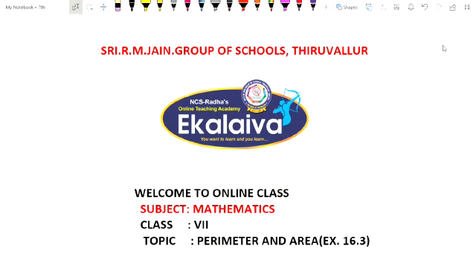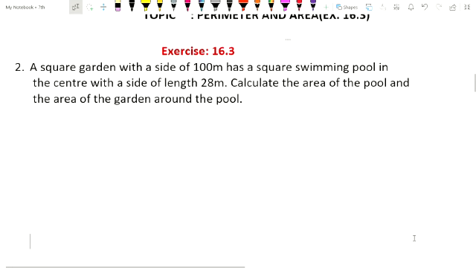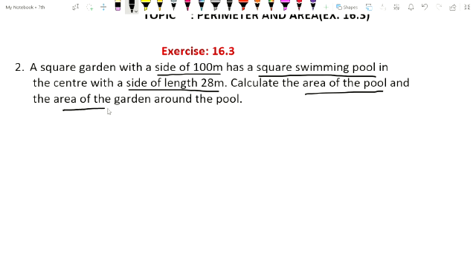Today we are going to learn the continuation of exercise 16.3. Second question. A square garden with a side of 100 meter has a square swimming pool in the center with the side of length 28 meter. Calculate the area of the pool and the area of the garden around the pool.